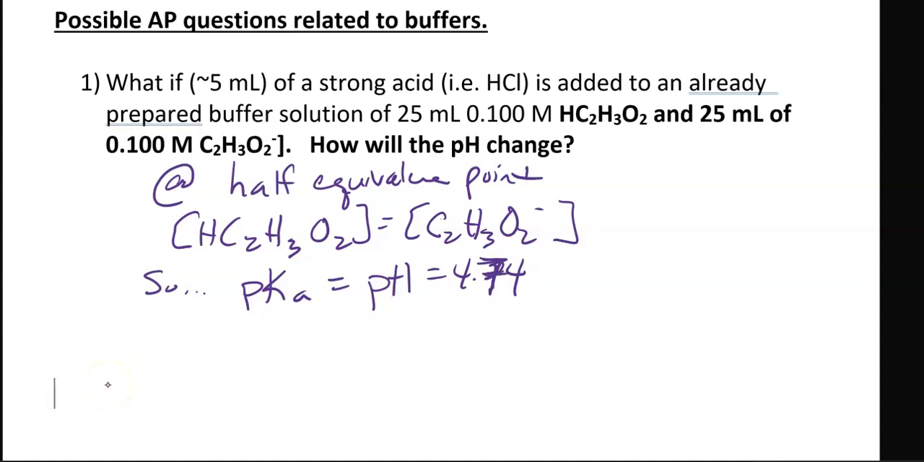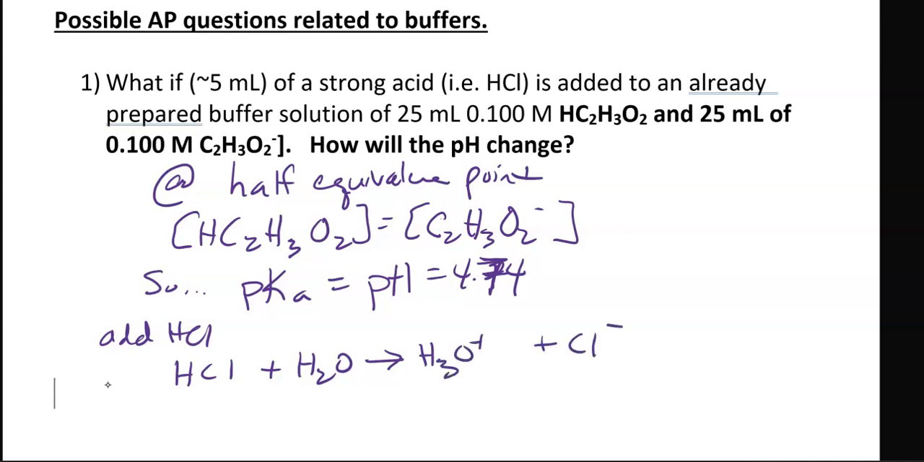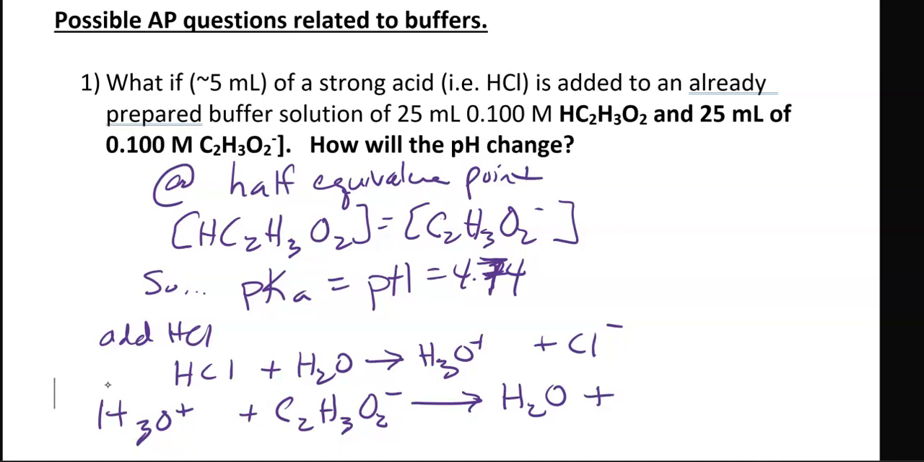If we add HCl, then the HCl, which will completely dissociate to produce hydronium as soon as it hits the water and chloride ions, the hydronium will immediately react with the conjugate base that's floating around in the buffer. And when it immediately reacts, it will proceed to make water and acetic acid, which is the weak acid. Isn't that interesting? When you're in the buffer region, if you add an acid to a buffer, it reacts with the conjugate base and it makes more weak acid.